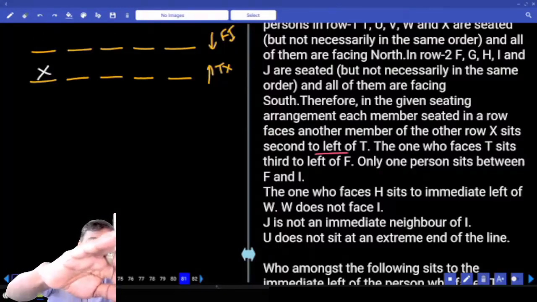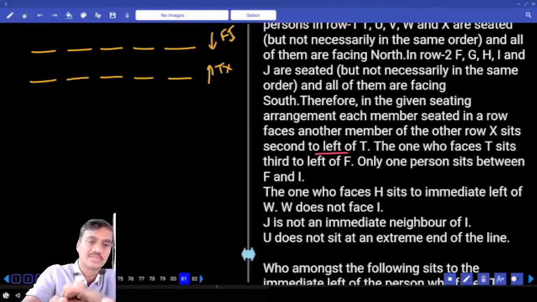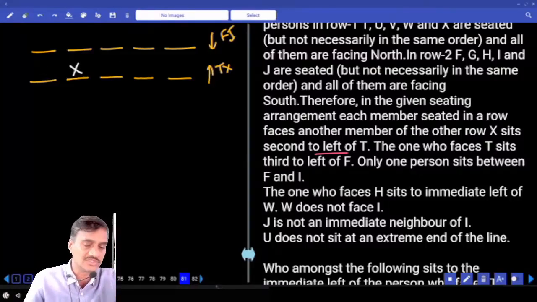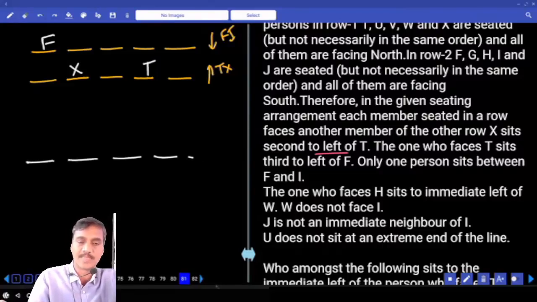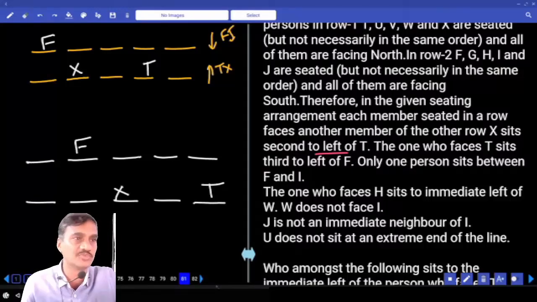If X cannot be here, then what is the other possibility we have? Can we have X at this place or not? X is here, T is here, and the one who is facing T sits third to the left of F, F is here. This is one possibility. What is the other? X is at the third place, T is here, and F is at this place. We must keep these two possibilities.